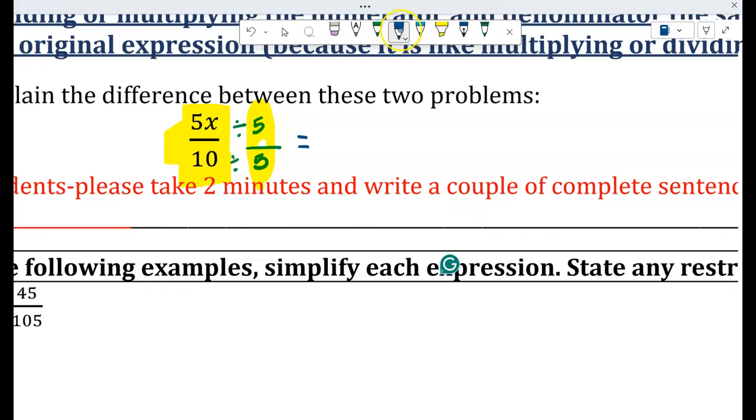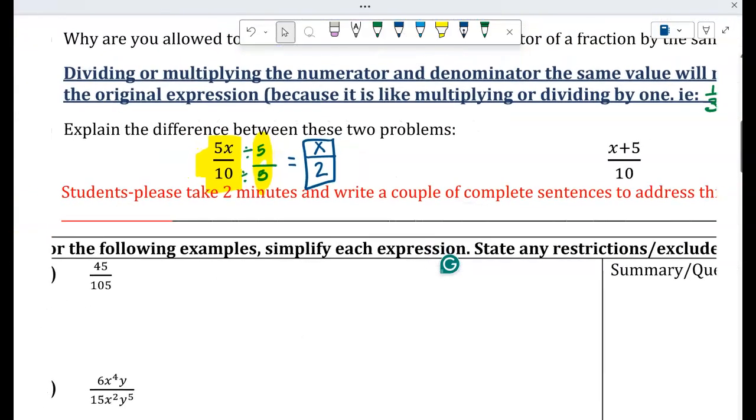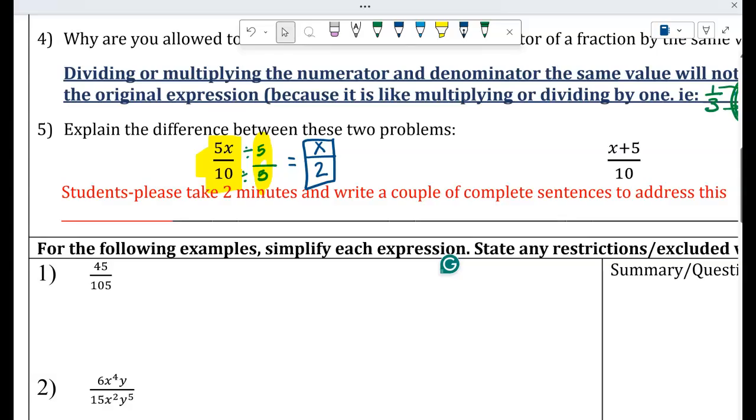So 5x divided by 5 gives us x. 10 divided by 5 gives us 2. This is reducible. It gives us x over 2. Over here on the right side, it has x plus 5. This is a binomial. And then the bottom has a 10. That's a monomial. This is not reducible.